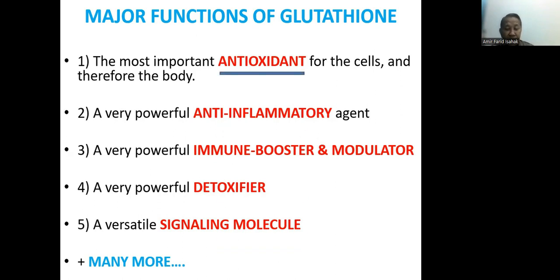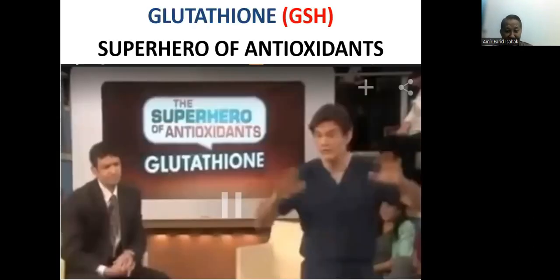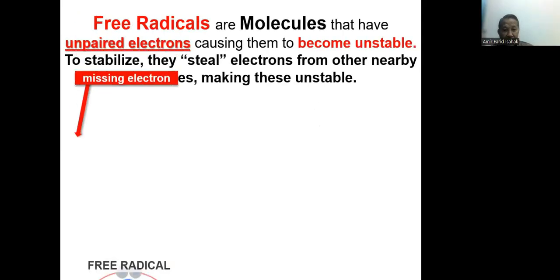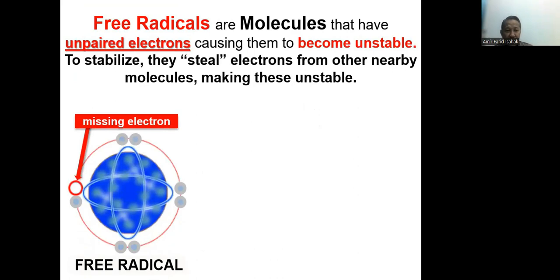So today we concentrate on its functions as an antioxidant, because this has to do with the topic of oxidative stress and aging. Okay, so as mentioned earlier on, glutathione was first recognized for its role as a very important antioxidant. And why do we need antioxidants? It is to neutralize free radicals. And what are free radicals? These are unstable molecules, and they are unstable because they lack electrons.